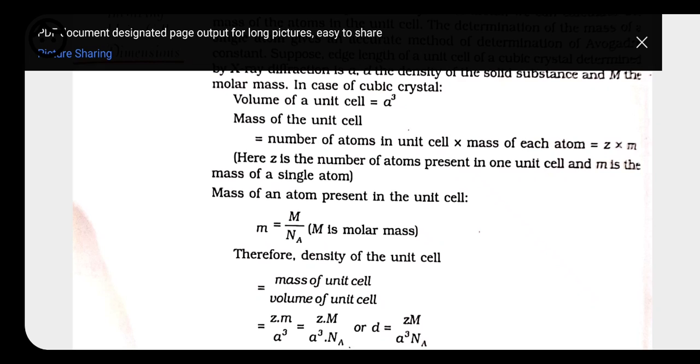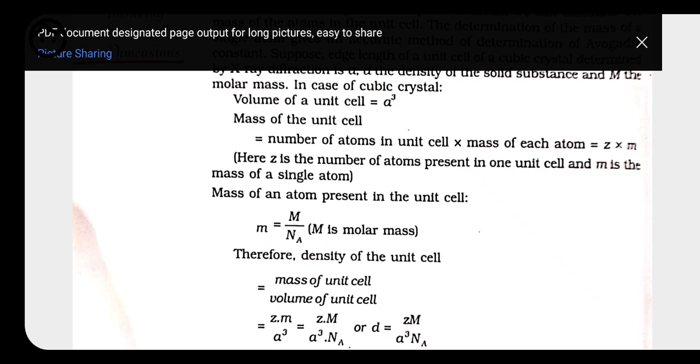So with the help of this, we can calculate the density of any unit cell by knowing all its dimensions. But we may also calculate, if density is given and something else is asked, then also by changing the formula you can calculate anything else if density is given.